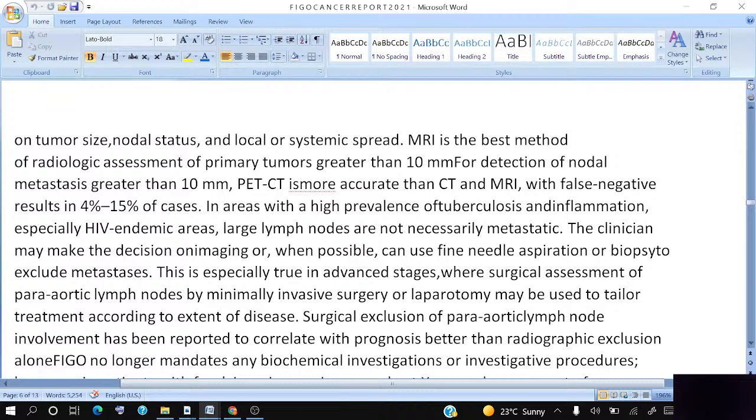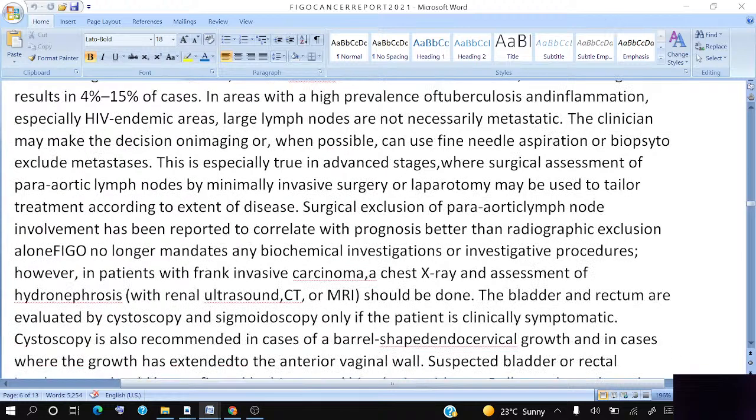Especially in areas with a high prevalence of tuberculosis and inflammation, especially HIV endemic areas, large lymph nodes are not necessarily metastasis. The clinician's decision is based on images, and it is possible to use fine needle biopsy to exclude metastasis. For the advanced stages, surgical assessment of para-aortic lymph nodes, minimally invasive or surgical laparotomy, can be used according to the extension of the disease.